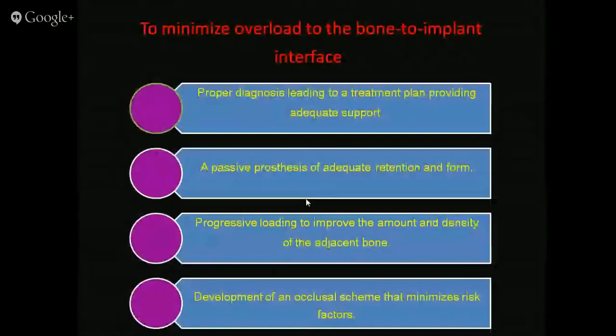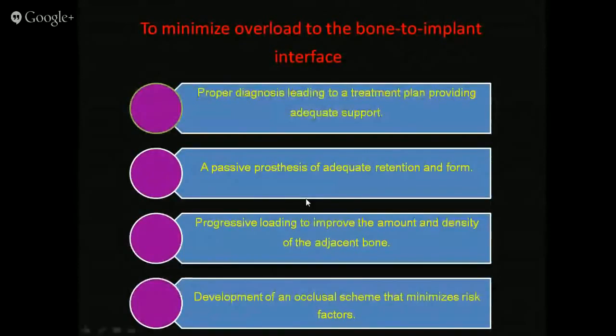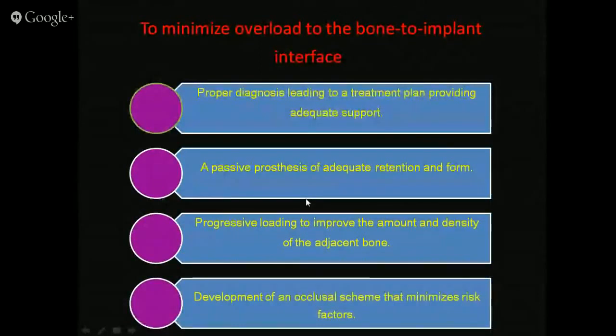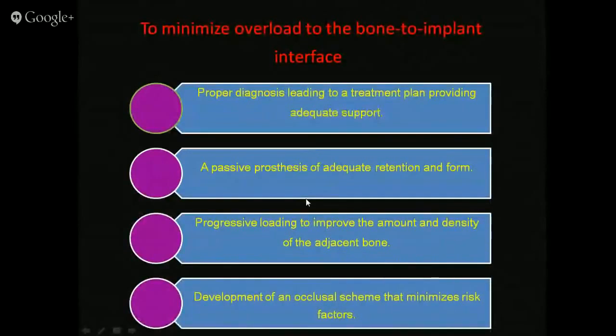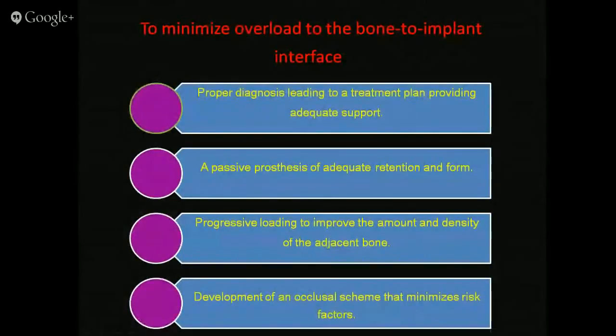The next word is progressive loading. That is, it has to be loaded sequentially. We do understand that there is a concept of immediate loading as well, but progressive loading helps as far as improvisation of the amount and density of the adjacent bone is concerned. And the last point, which itself is the most important point, is development of an occlusal scheme that minimizes the risk factors. We have to understand this. Occlusal scheme is something which you cannot surpass, you cannot bypass, you cannot leave it aside. You have to address this equally.